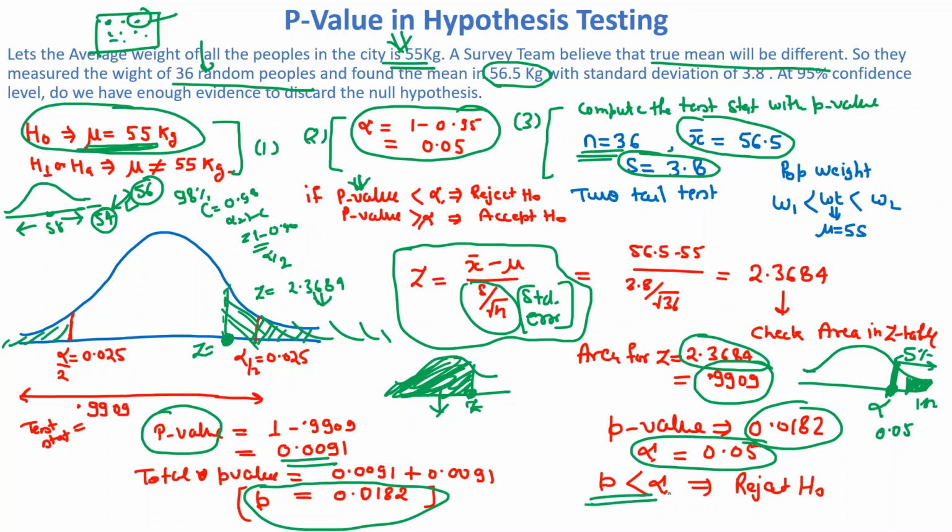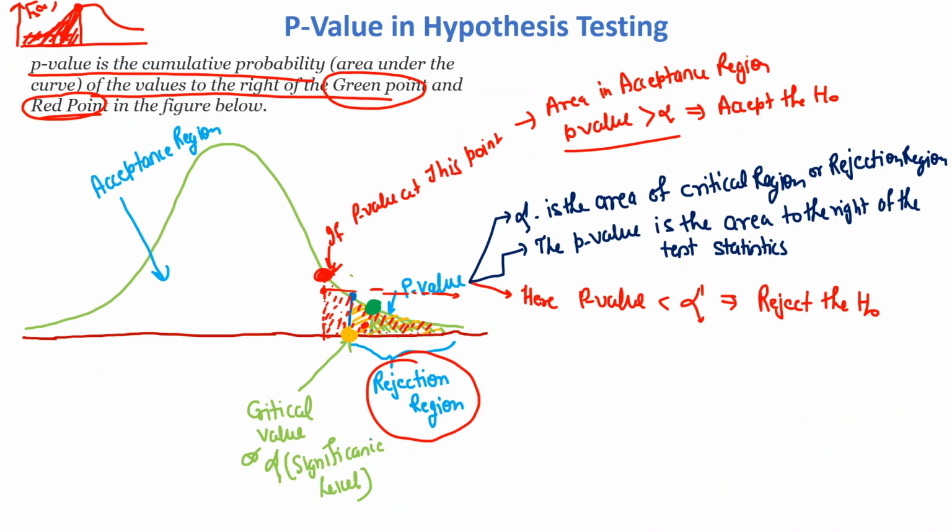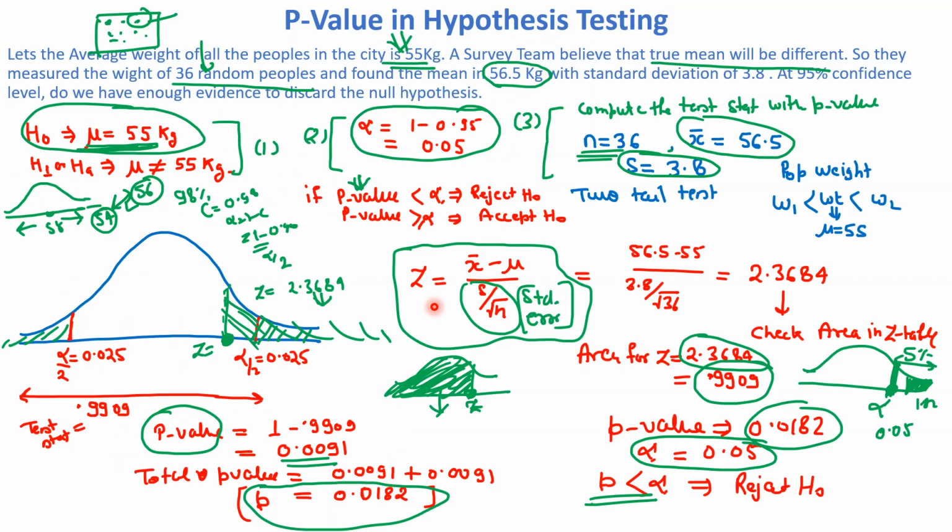If the p value is less than alpha, it means the p value is inside the critical region. So in that case, we will reject the null hypothesis. By using this p value method, we can solve this type of problem.